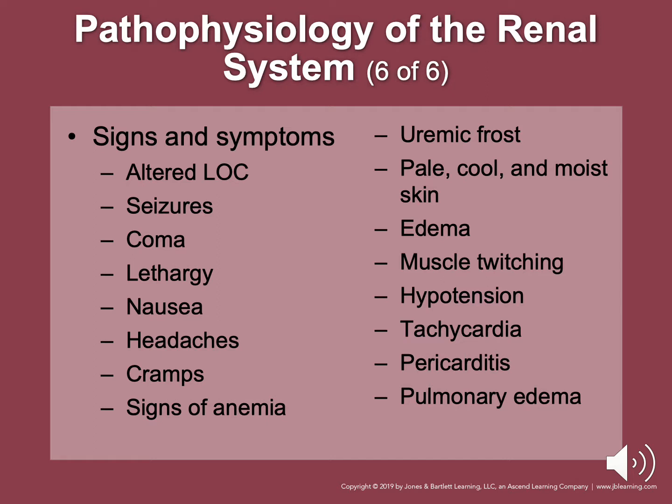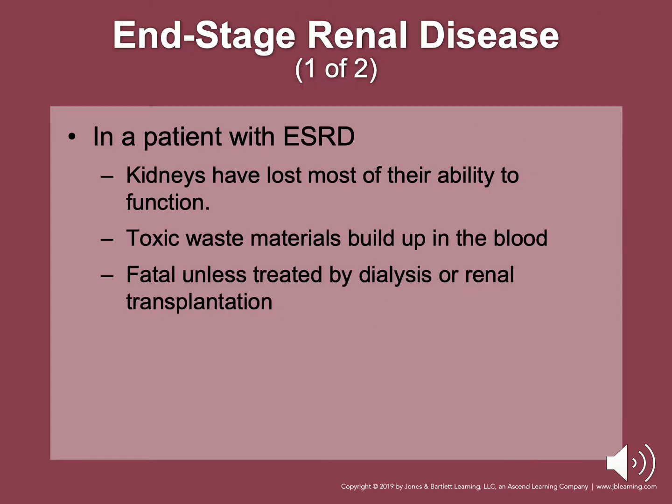In a patient with end-stage renal disease, the kidneys have lost most of their ability to function. Toxic waste materials build up in the blood. It is pretty much fatal unless treated by dialysis or renal transplantation. So you get a renal transplant, basically.